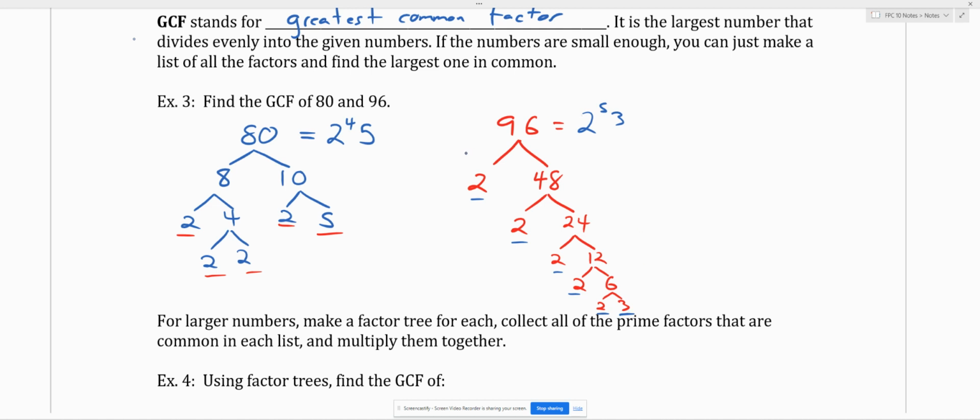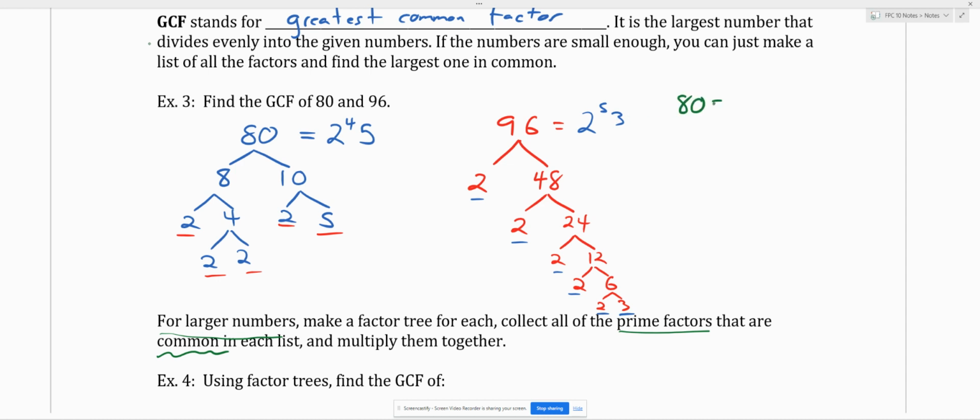Okay, well, how can I use a factor tree to figure out the GCF? Well, it's the exact same thing. Let's compare these two. I'm finding the greatest common factor, which, as we're going to see down here, for large numbers, we can do a factor tree for each and collect all of the prime factors that are in common. So find all the pieces in common.